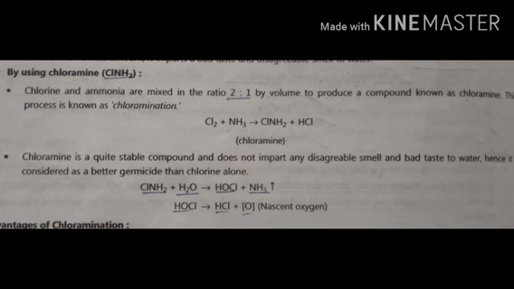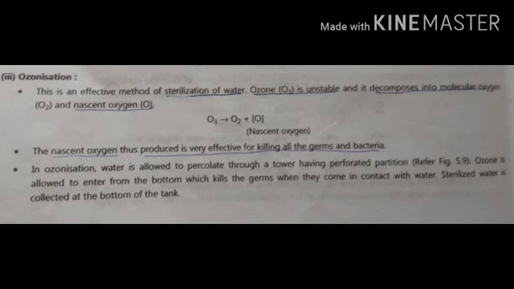Next is known as ozonation. This is one of the most effective methods of sterilization of water, and the formula of ozone is O3. It is generally unstable. It decomposes into molecular oxygen and nascent oxygen. That nascent oxygen is very effective to kill all different types of germs and bacteria.